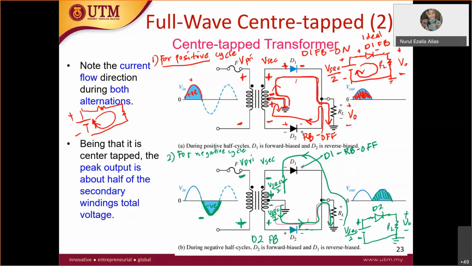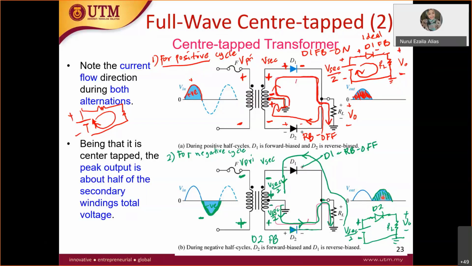How do you confirm this is positive? Let's think of D2 here as an ideal diode, which means it will short circuit. So V out will be equal to positive V secondary over 2. That's why you get the portion here positive. This is the objective of your full wave rectifier. When you have a positive input cycle, you get a positive output. When you have a negative input cycle, you still get a positive output cycle here. So this is how the center tap works.